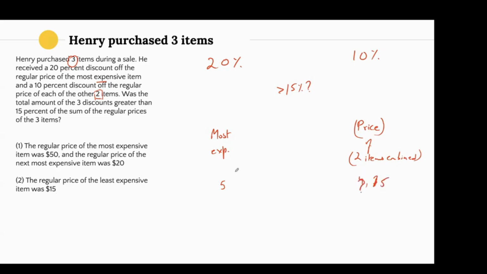But I don't know this one. I don't know this one. Basically, I don't know how the two prices will compare: the price on the left, the 20% discount, and the combined price of the 10% discount items. If I were able to figure out the prices, how would they help me? Or rather, let me ask you this way. In what circumstance would the overall percentage, average percentage, be greater than 15? When would that happen?